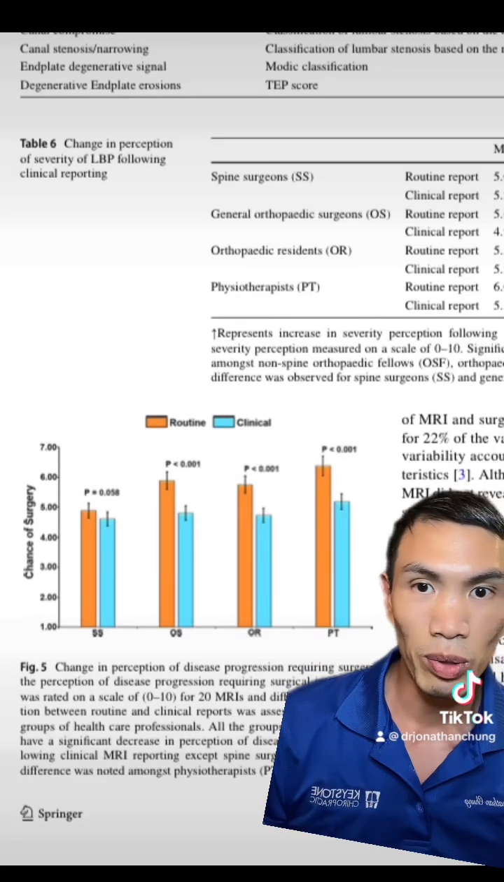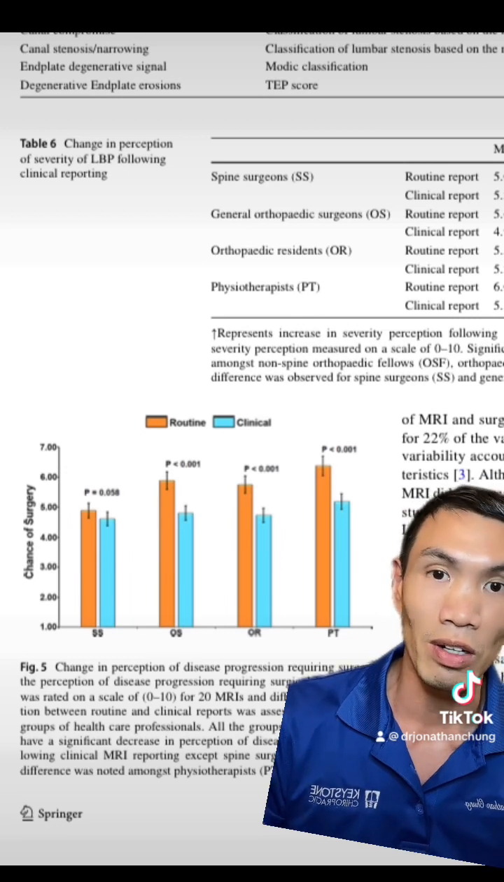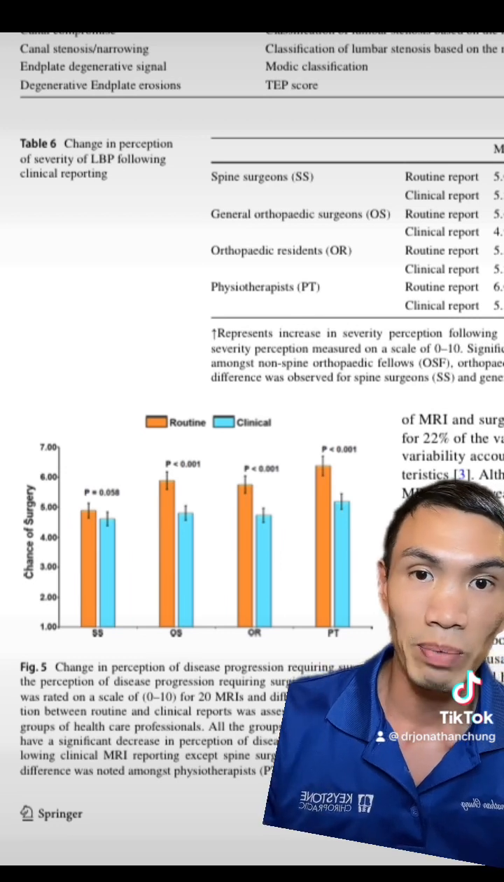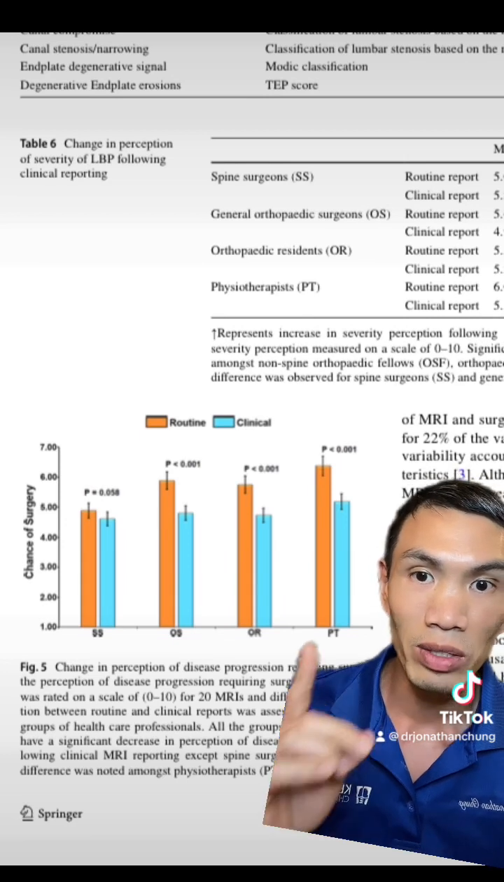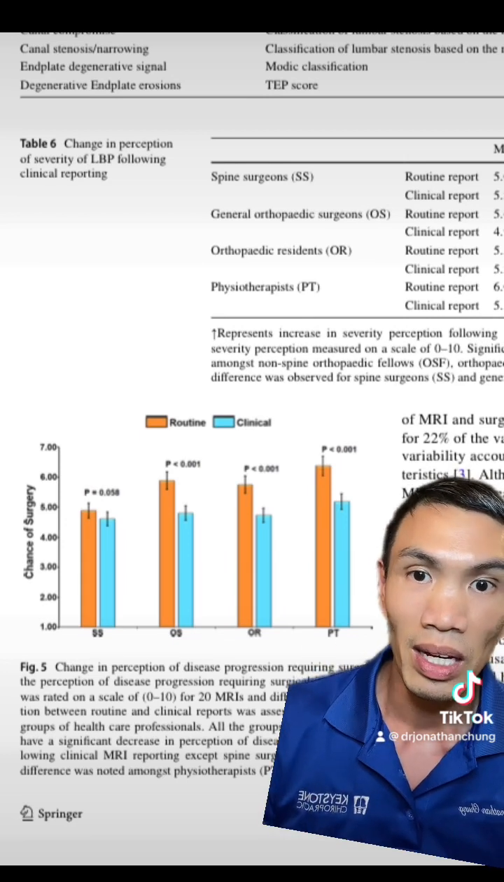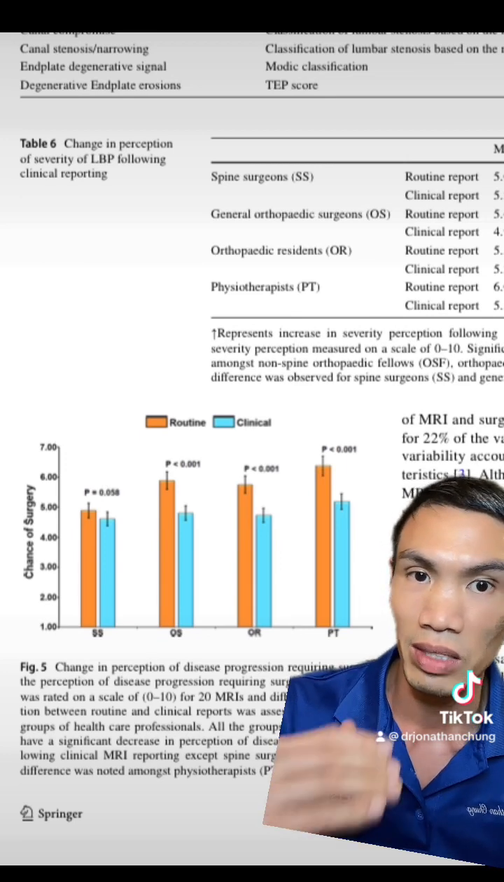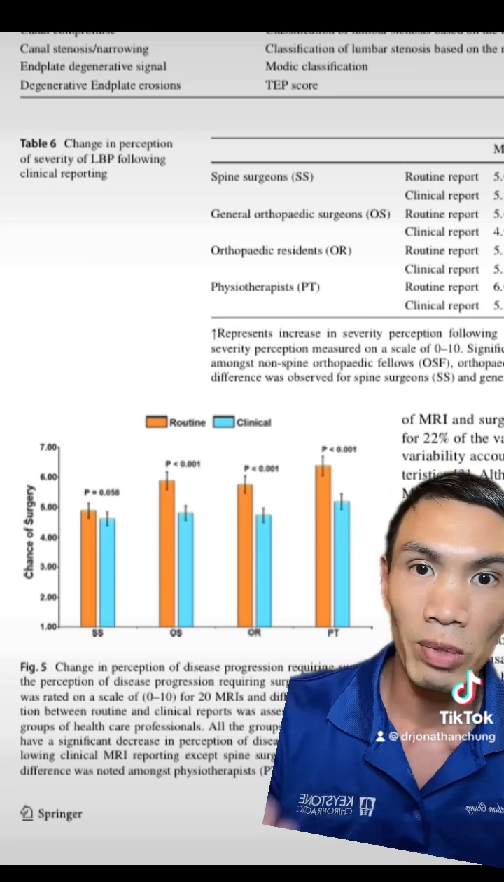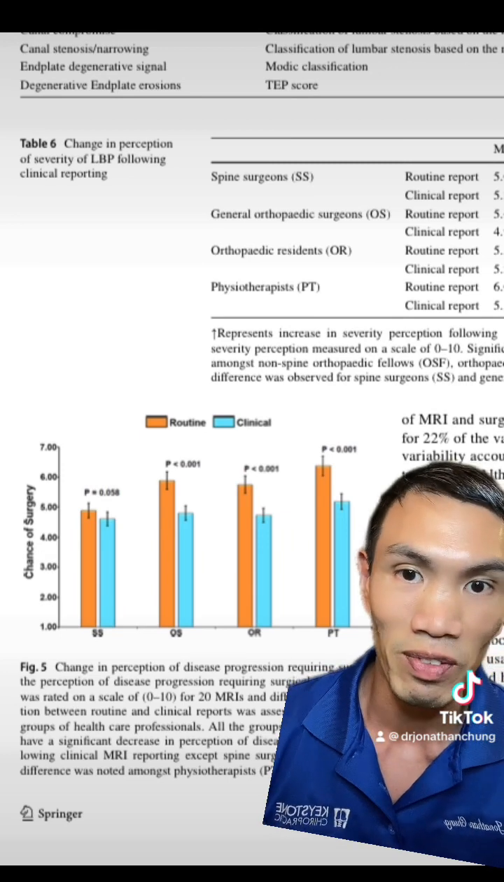This is still really important though, because an orthopedic surgeon, an orthopedic resident, or a physical therapist are oftentimes the first types of practitioners that are going to engage with a patient with chronic lower back pain, and those are oftentimes the decision makers. And for those decision makers, there was a statistically significant reduction in their chance for recommending surgery when they were given the clinical MRI report as opposed to the routine type of MRI report.